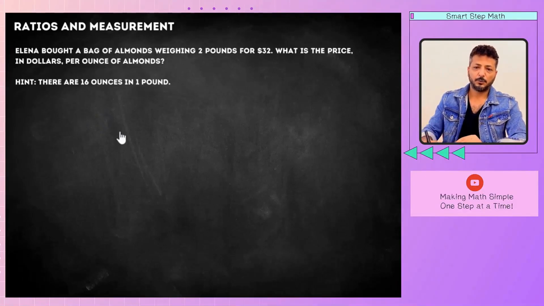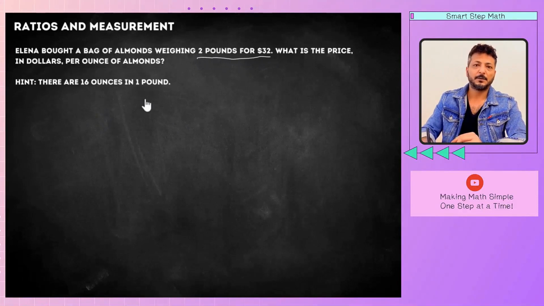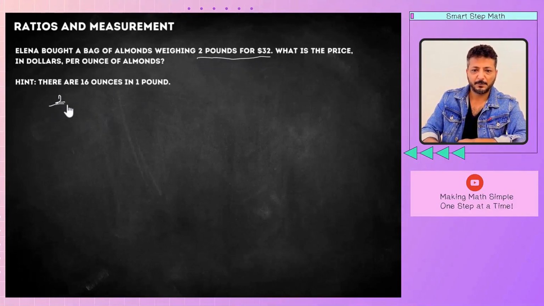And as we know, 1 pound consists of 16 ounces. Now, first of all, starting from the given information, that is, starting from the information that 2 pounds cost $32, we need to write our ratio. We can write a ratio like this, 2 divided by 32. What is this? 2 pounds of almonds is $32.